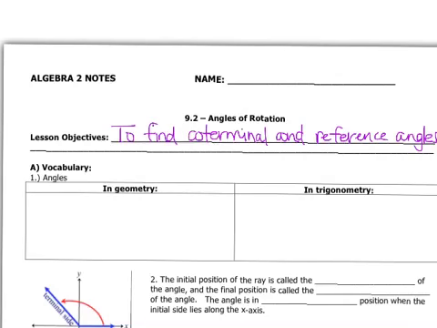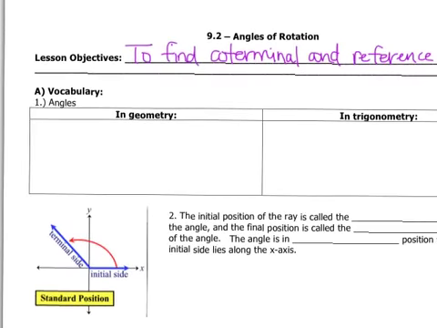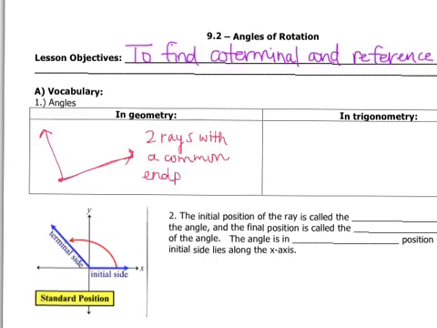In geometry class, you were given a definition of an angle. In geometry class, an angle is simply two rays with a common endpoint. Two rays with a common endpoint. Our definition of what an angle is in trig is slightly different.